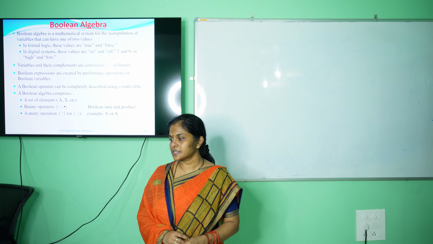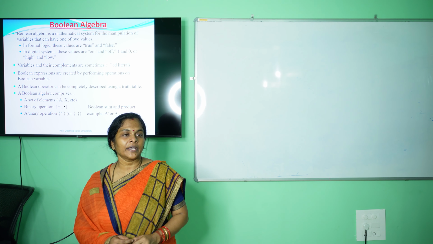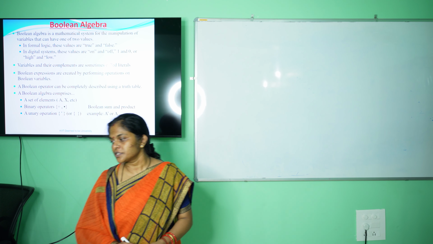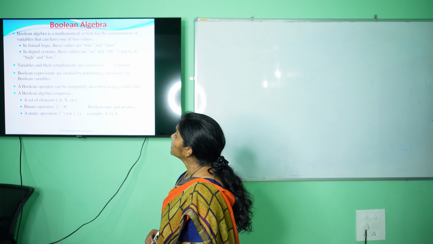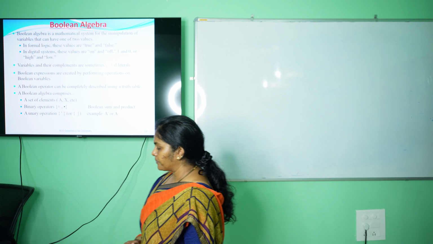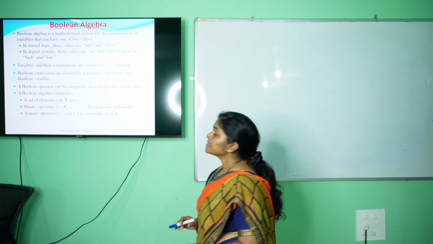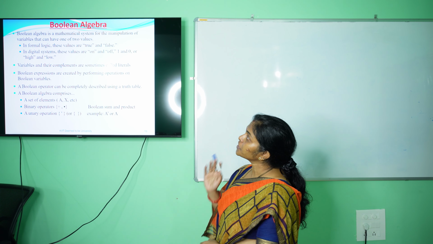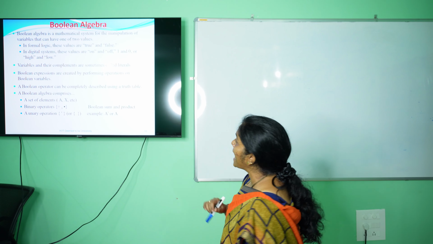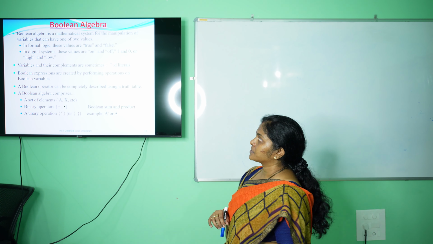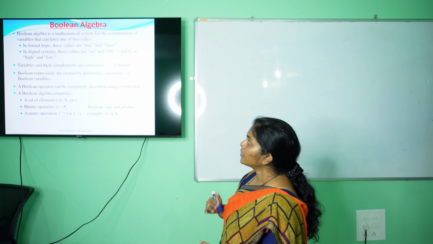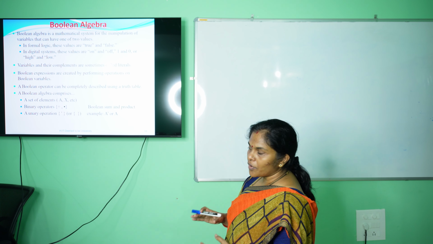In the last class we did the number system and its conversion. So today we will start with Boolean algebra. Boolean algebra is a mathematical system for the manipulation of variables that can have one of two values. What does one of two values mean? Either true or false, that is in formal logic.